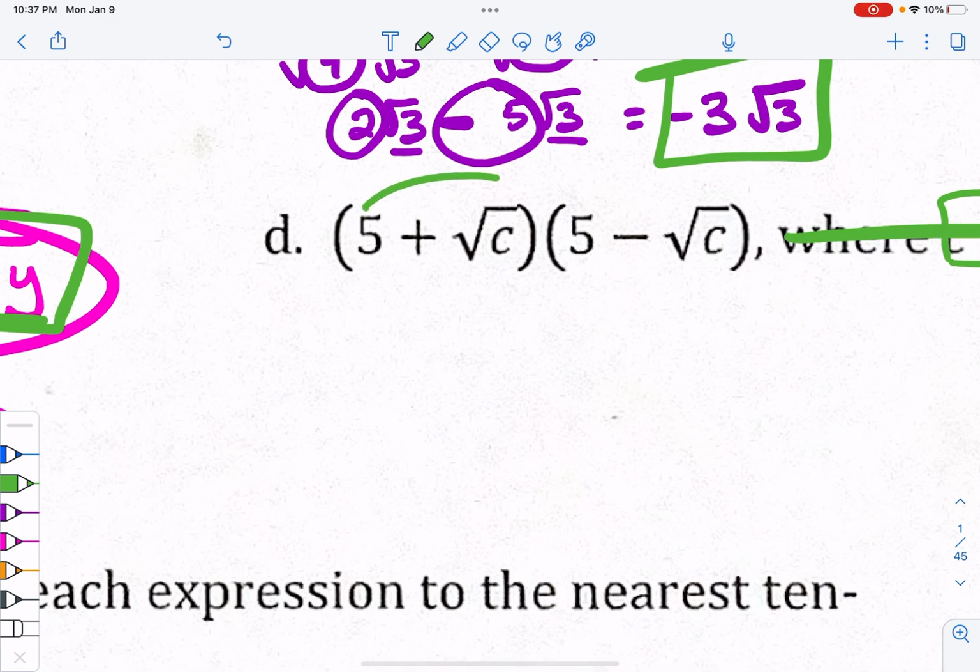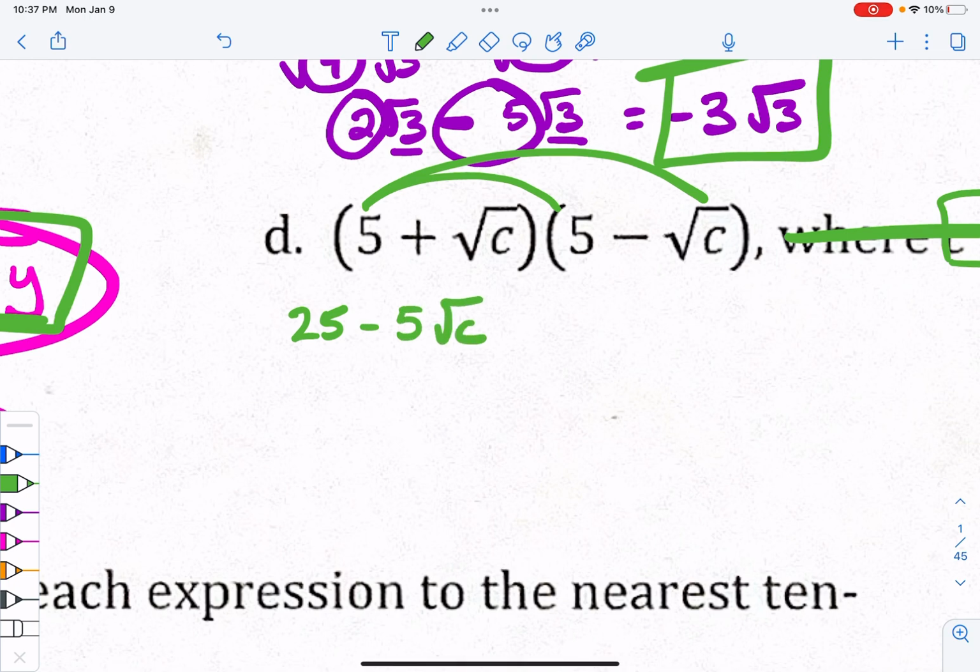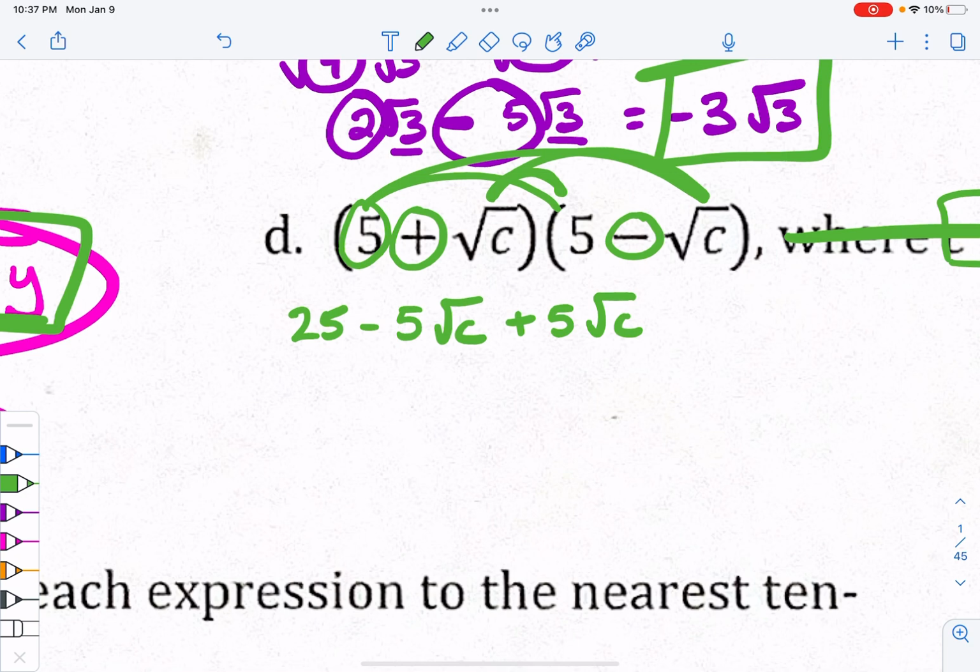So we're just going to FOIL. 5 times 5 is 25. 5 times negative square root of c is negative 5 square roots of c. The 5 is on the outside, the c is on the inside, they can't touch each other, so we do negative 5 square roots of c. These two, if I multiply, would be a positive 5 square roots of c. And then if I multiply these together, positive times a negative is going to be a negative.